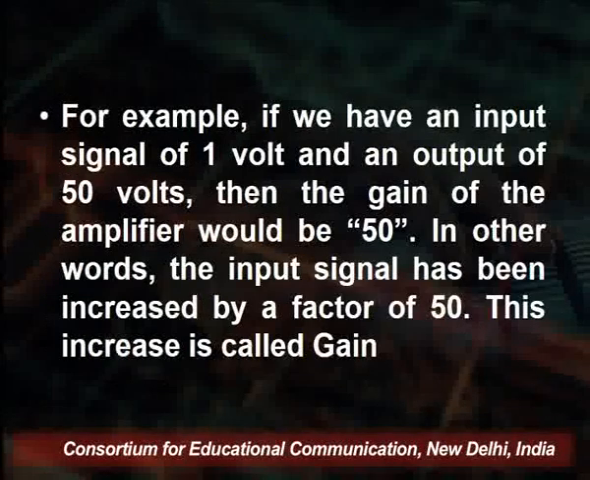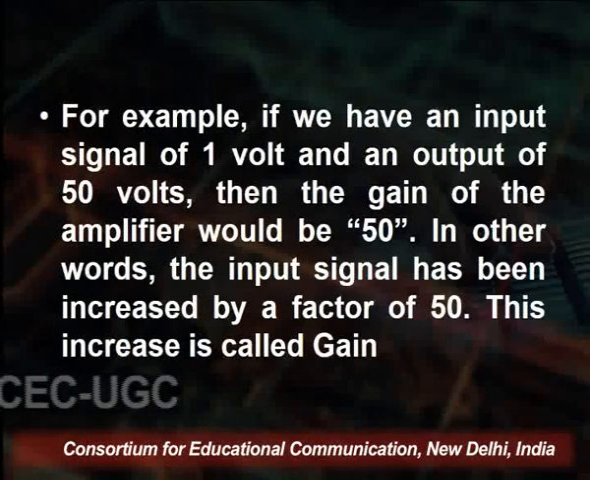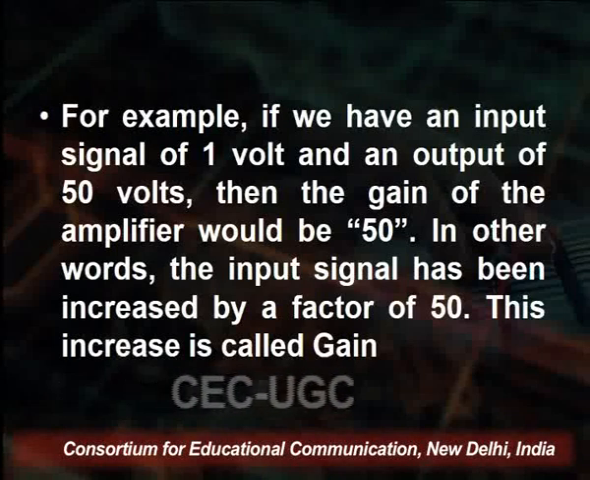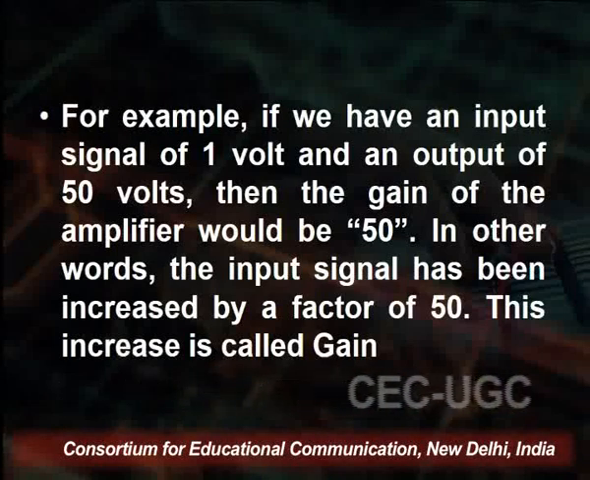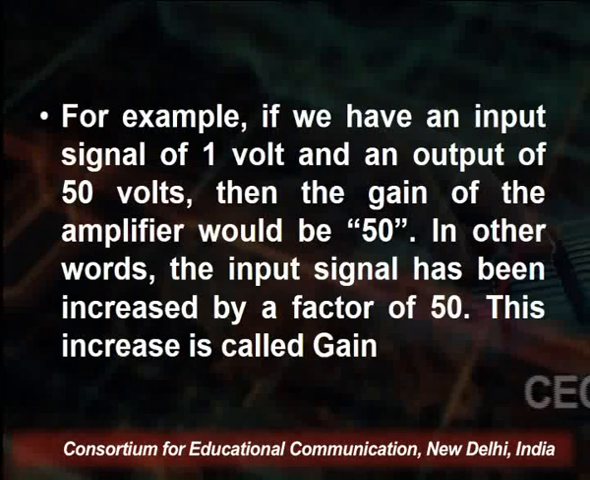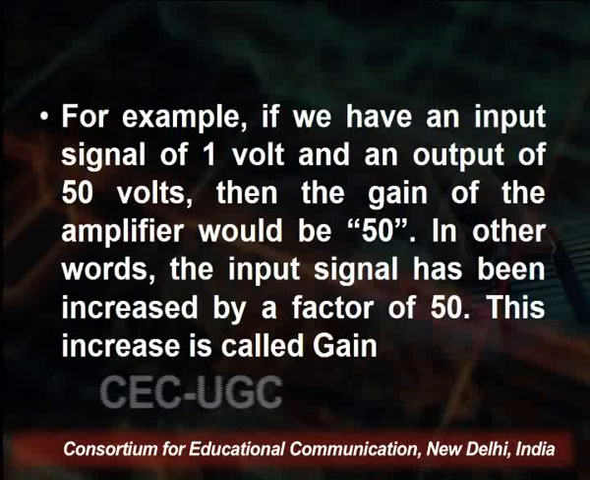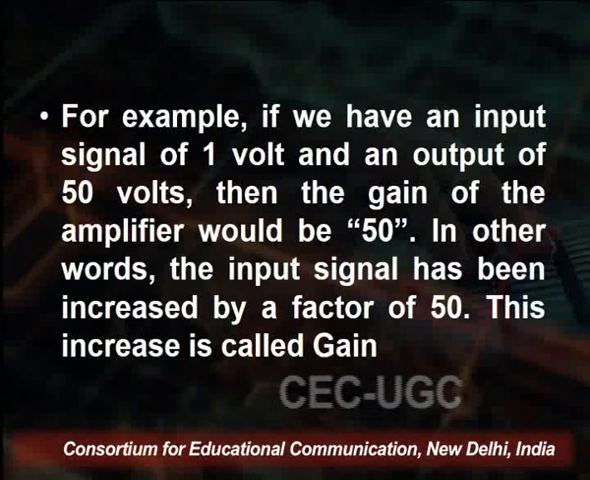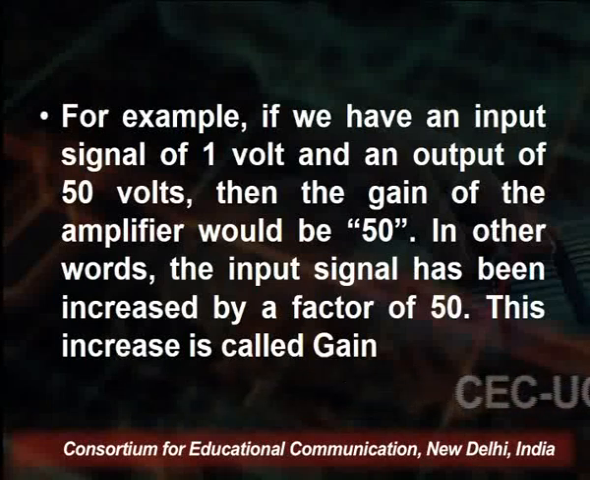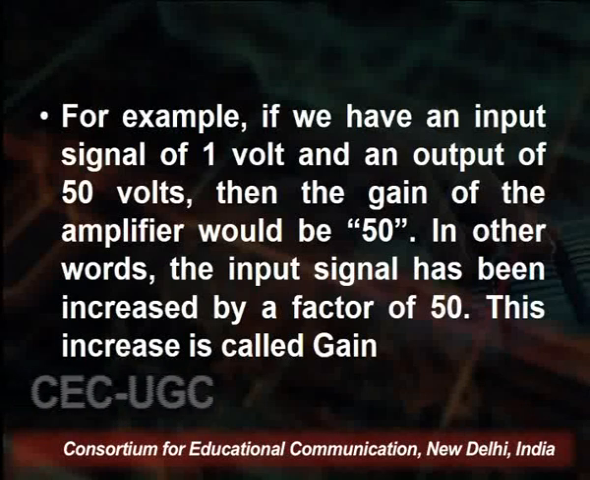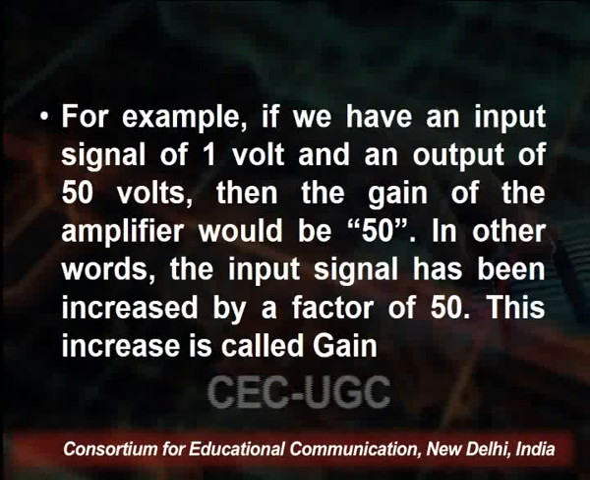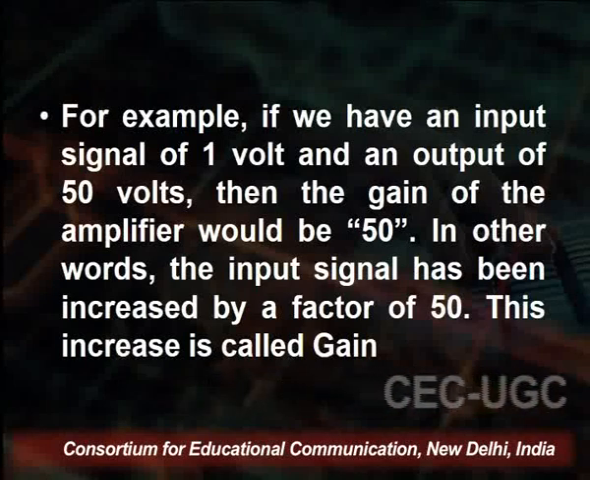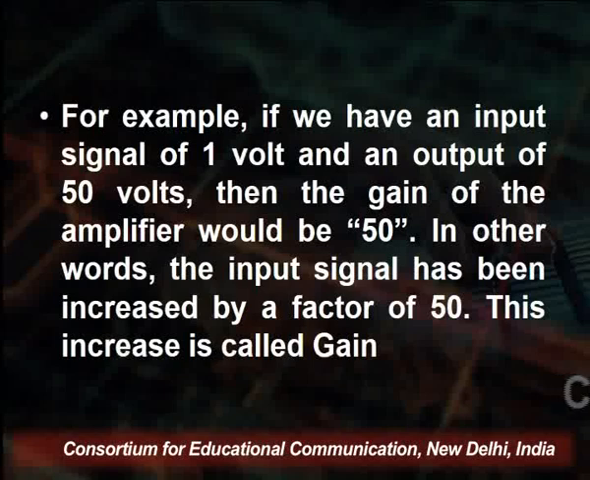If we take an example, if we have an input signal of 1 volt and we need an output of 50 volts, then the gain of the amplifier would be 50, as it converts a lower signal of 1 volt to 50 volts. So in other words, we can say that the input signal has been increased by a factor of 50. This increase is called the gain. The signal is increased by 50 times, as this is the amplified gain.